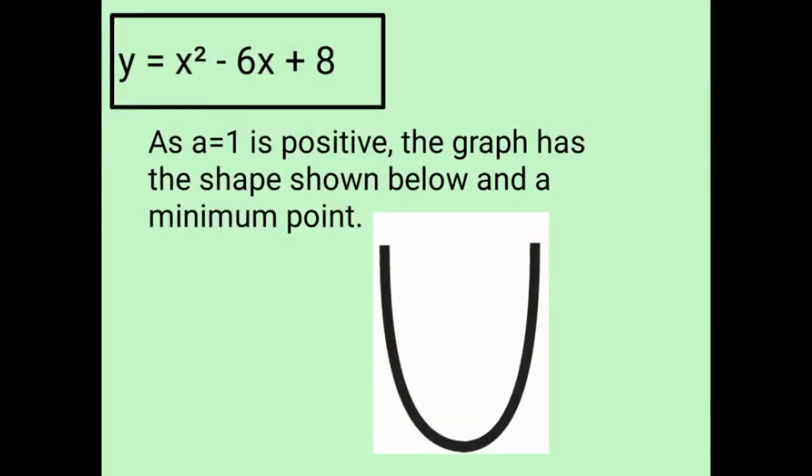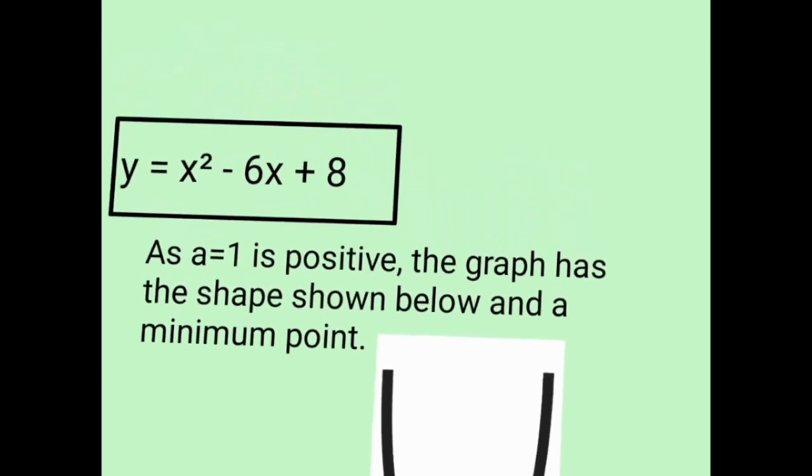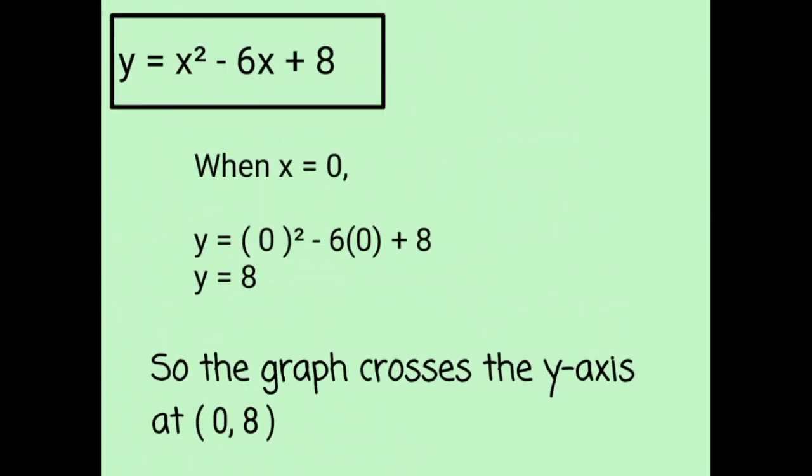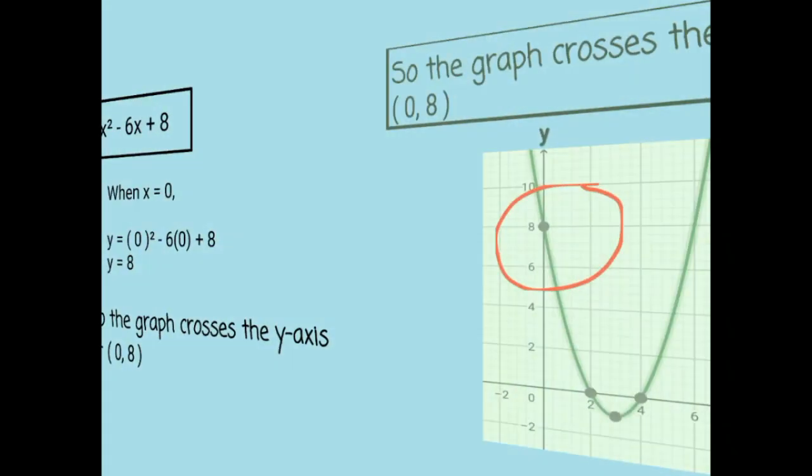y equals x squared minus 6x plus 8. As a equals 1 is positive, the graph has the shape shown below and a minimum point. When x equals 0, y equals 8, so the graph crosses the y-axis at 8.